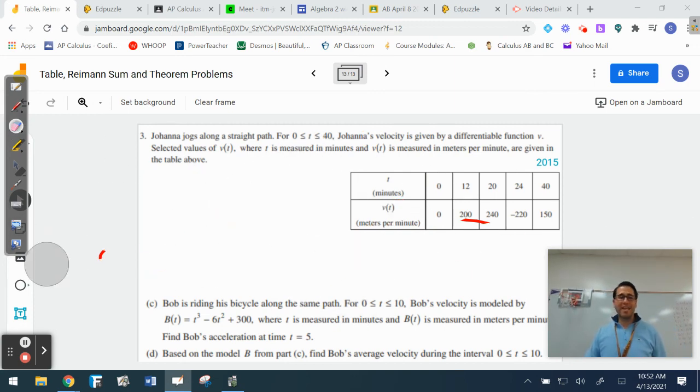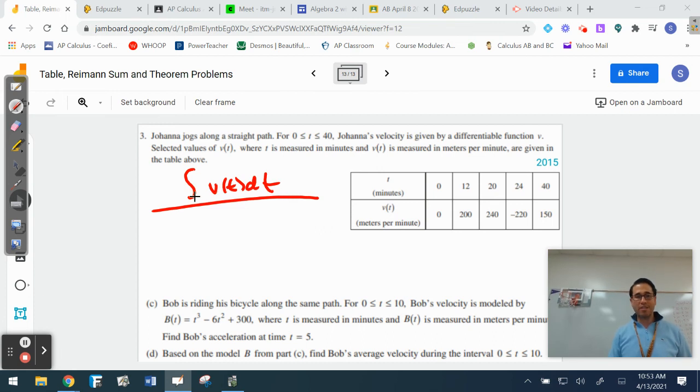All right, that means the last piece is worth 3 based on Model B from Part C. Find Bob's average velocity, average value. Average velocity, average value. What does that mean? That means it is the integral of his velocity over the interval, over the interval. And that's it. That's all you got to do. And guess, oh snap, maybe it's not that easy because this is not a calculator one.